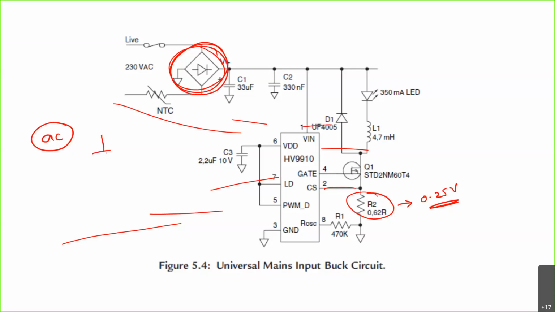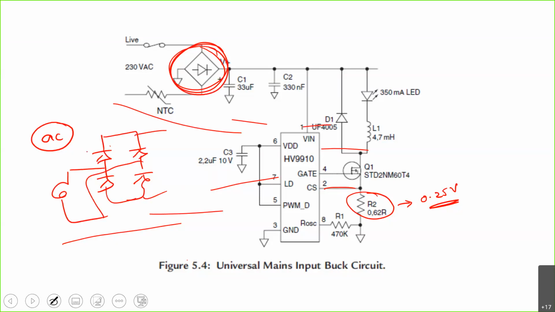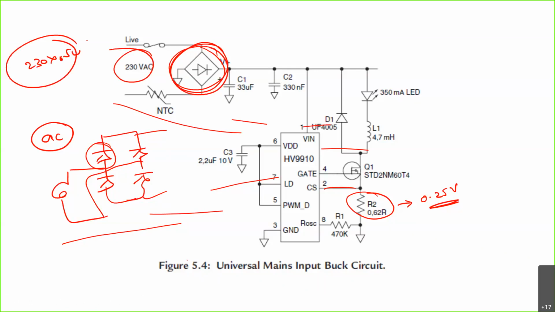If this is the diode bridge, how much voltage is it supposed to withstand? That is the peak AC voltage. In this case, this is 230 into √2. This diode must withstand 230 into √2. So that is the maximum blocking voltage. Maybe select a 1 kV device. Approximately, you can select a 1 kV device.